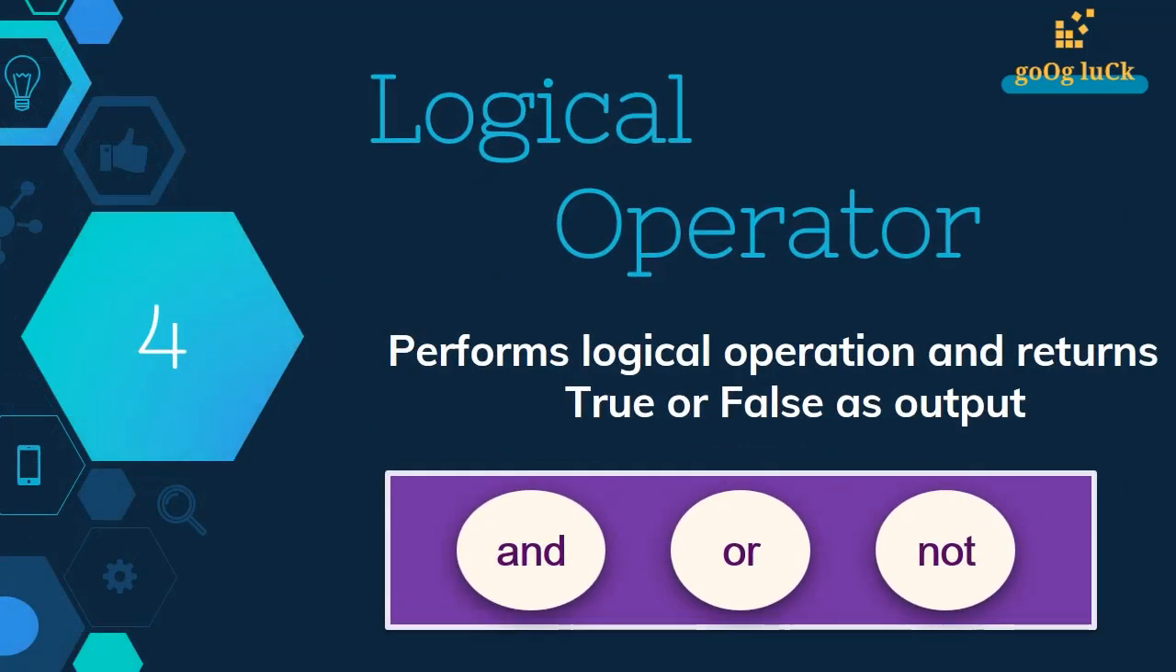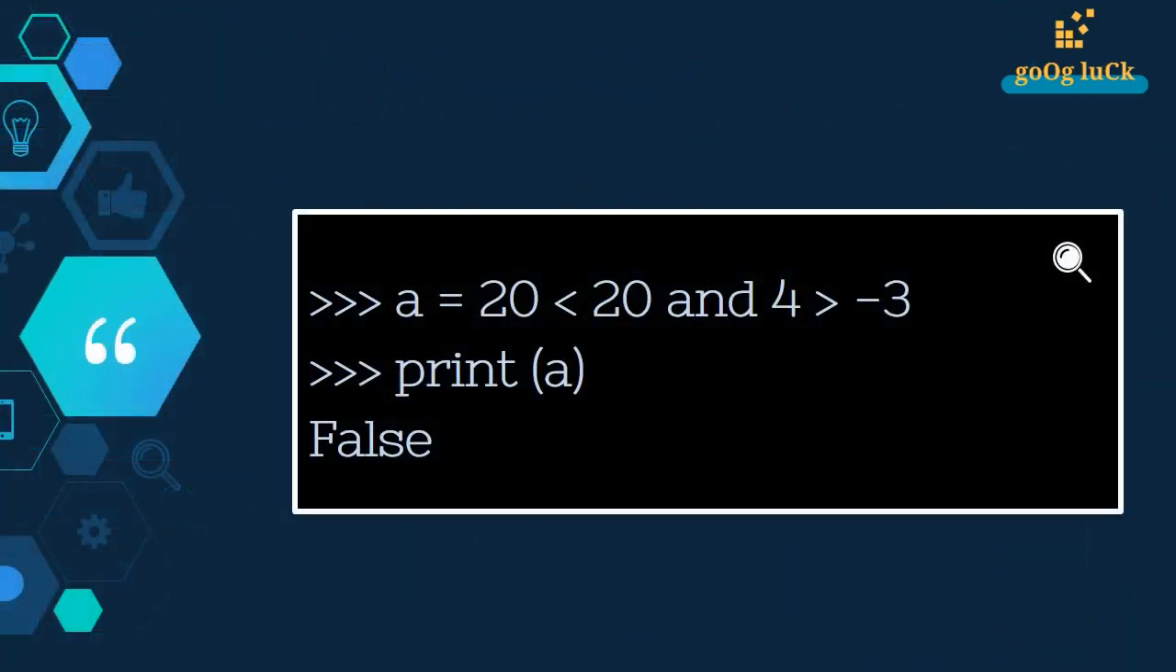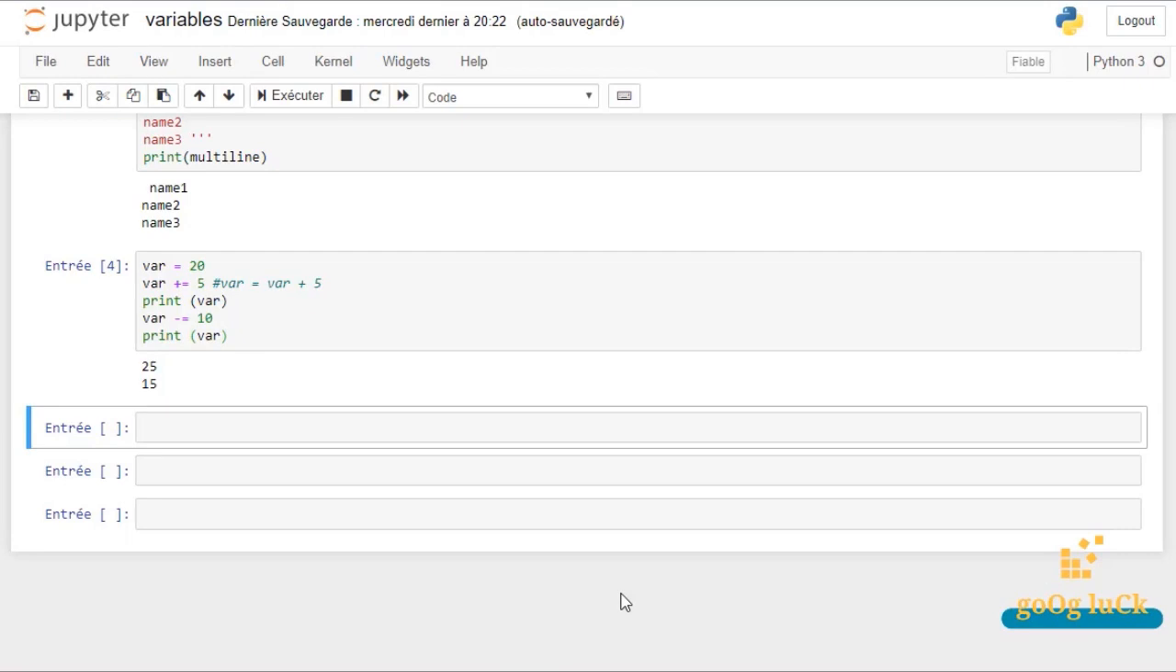Fine. So let's move ahead. Next is the logical operator. These logical operators are used to perform logical calculations, and the keywords which are a part of it are and, or, not. Example: we have a equals 20 less than 20 and 4 is greater than minus 3. Then print a. So you are getting the output as false. Okay, let's jump back to our Jupyter notebook and see why we are getting the output as false.